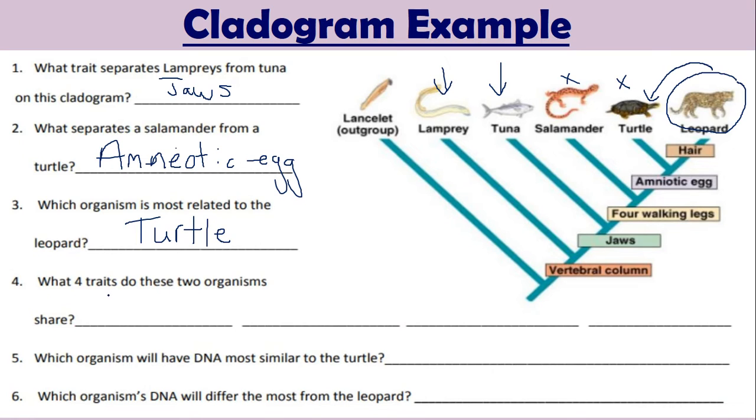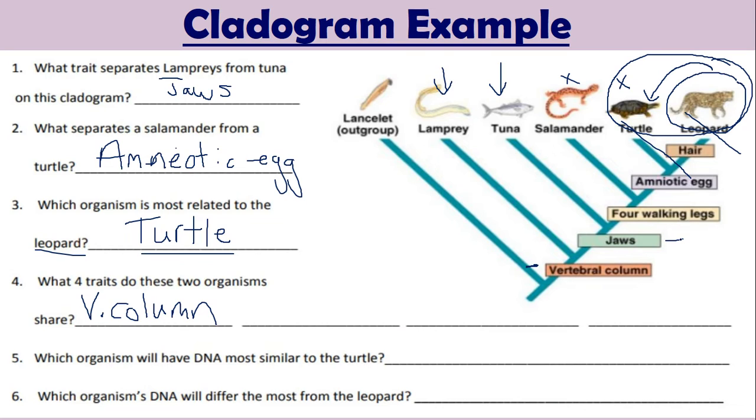Number 4, what traits do these two organisms share? So we're talking about the leopard and the turtle. We're looking for what traits these two organisms share. That means we're going to go from bottom up until we get to the turtle line or the leopard line, which will be the turtle line. Anything between turtle and leopard, they won't share. So the first trait we see they have in common, reading from bottom up, is the vertebral column, or that there's a vertebrae.